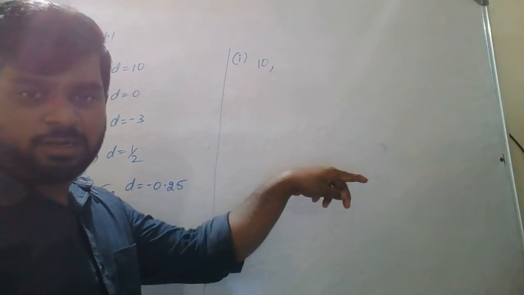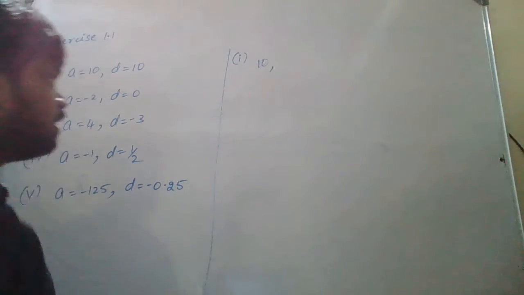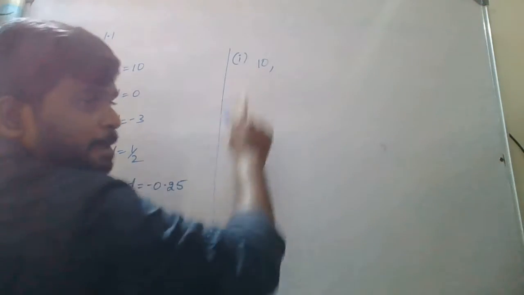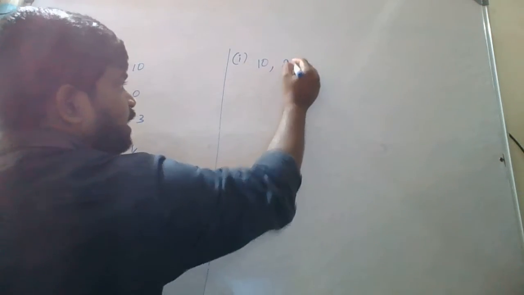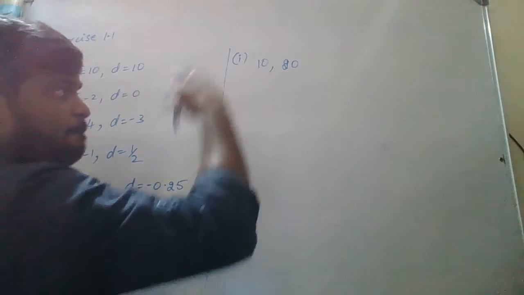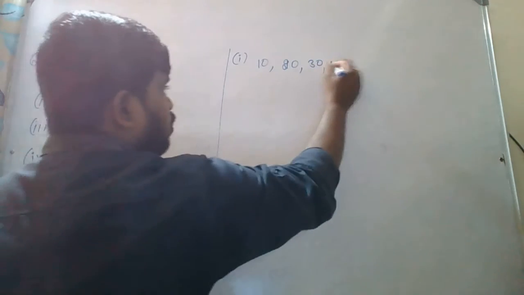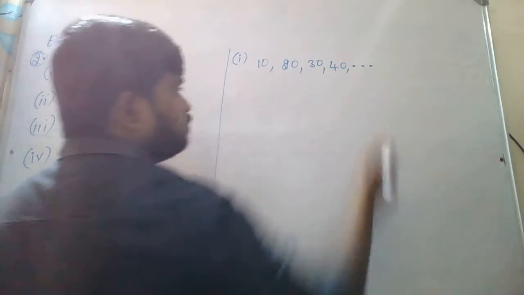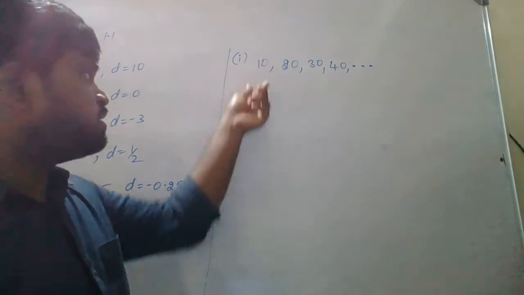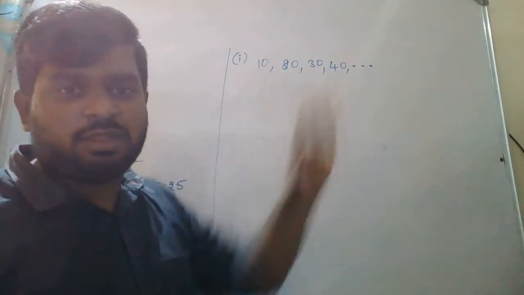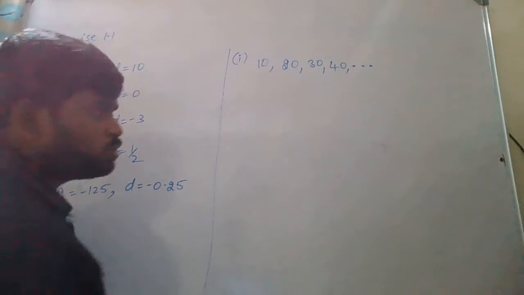How do we get the second term? You have to just add the fixed term, right? That is the common difference. 10 plus 10, 20, 20 plus 10, 30, 30 plus 10, 40, and so on. Directly we can do it. You just take your A and keep adding the D, you will get the next terms. Or you can also use the formula.